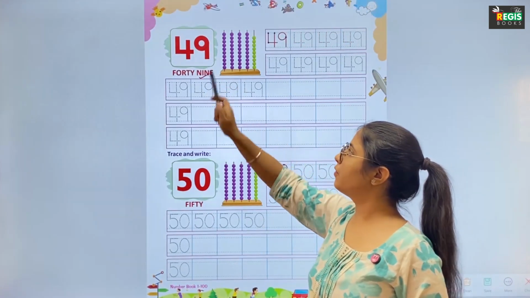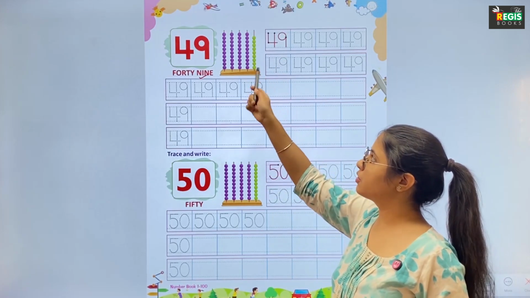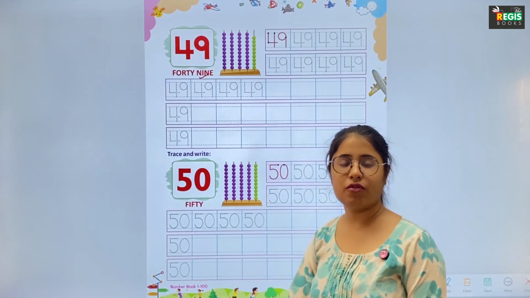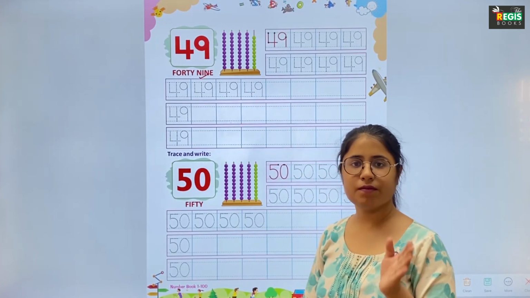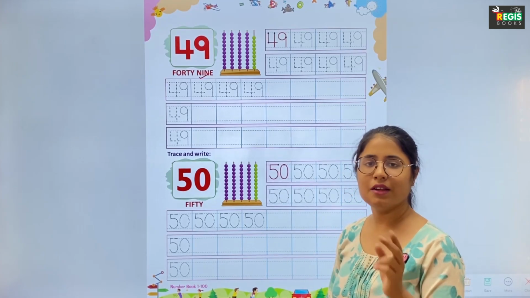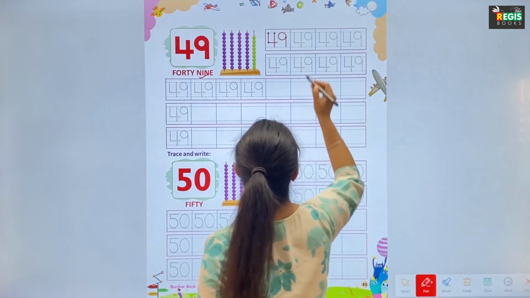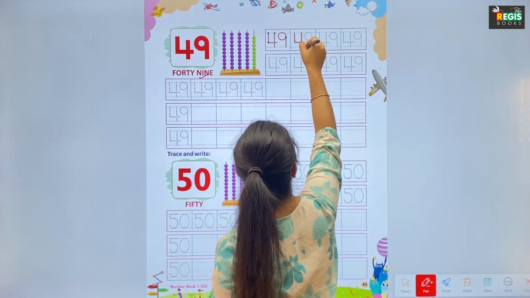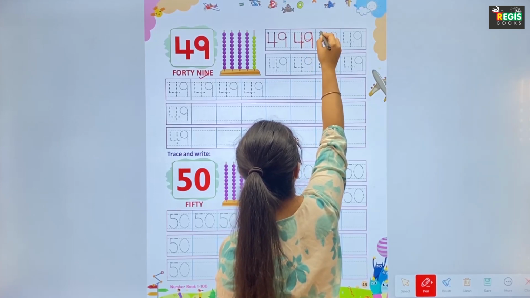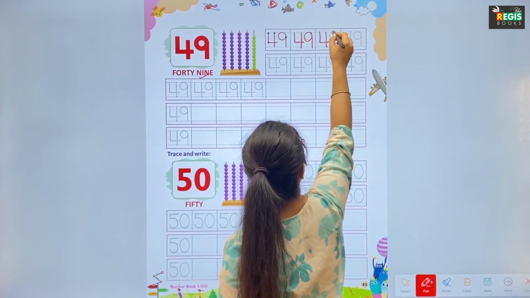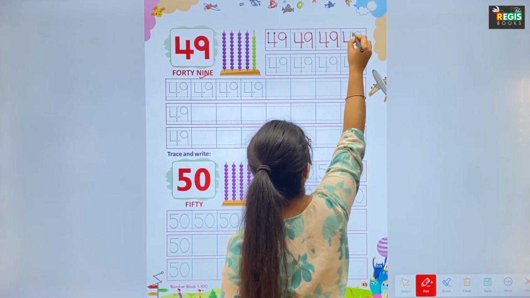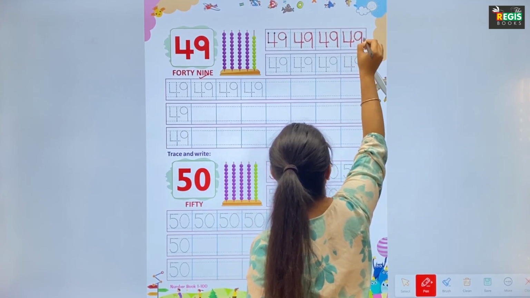4, 9, 49. These are total 49 dots. We write the number 49 by writing 4 and 9 together. Let's trace with me. Write 4, then 9. 4, 9. 4, 9, 49.